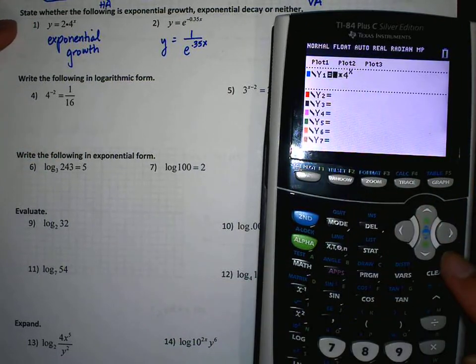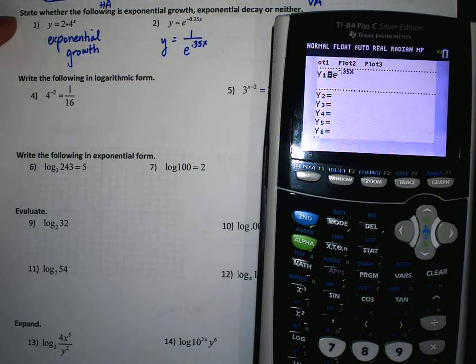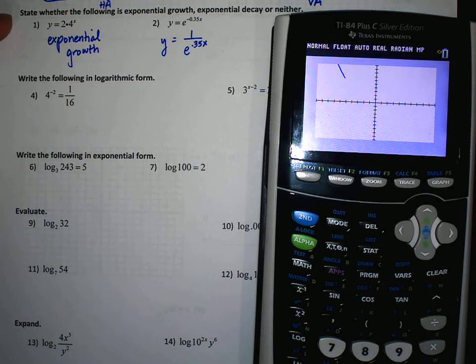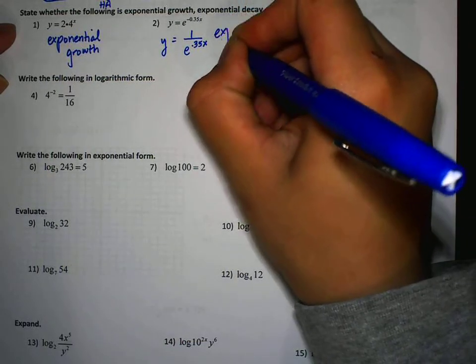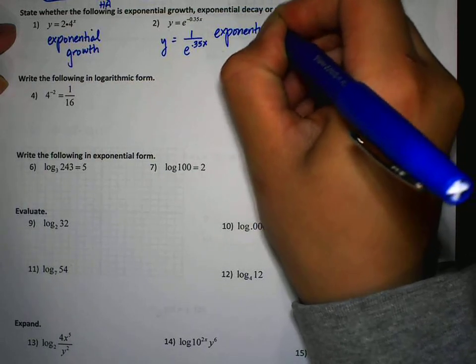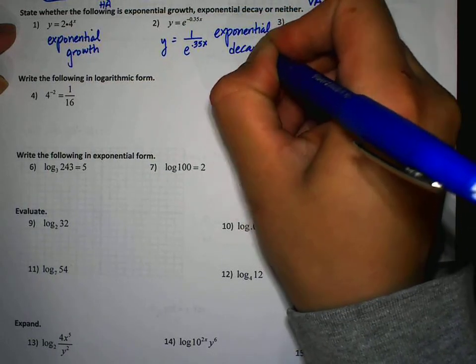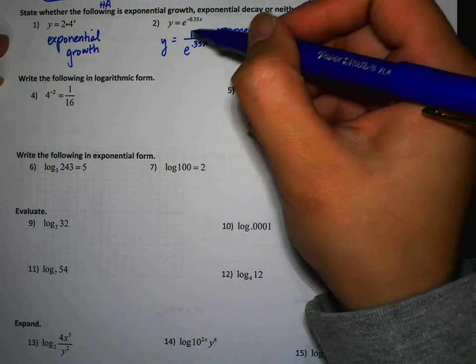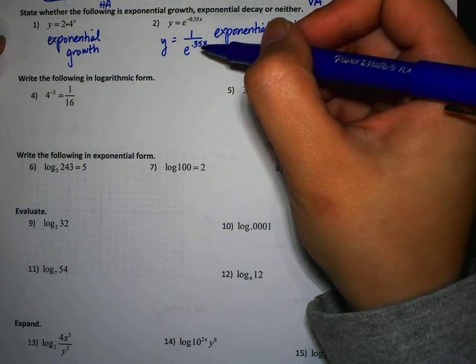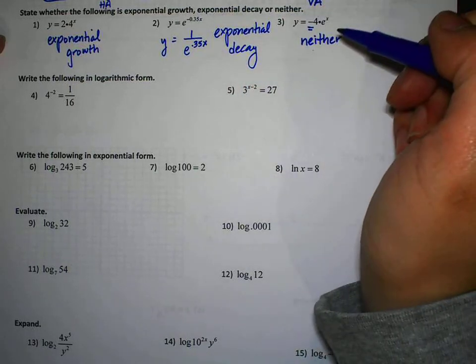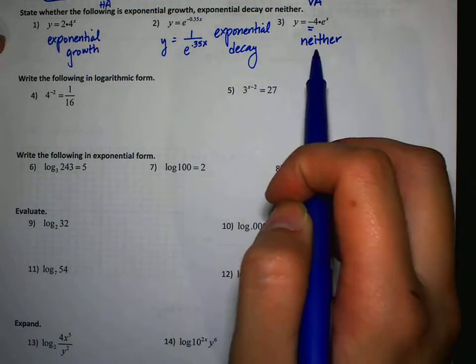Make sure you go ahead and graph this. Graph the original on the calculator. So e raised to the negative 0.35 x power. My graph. Notice my graph is declining, so it is a decay. Okay. So the negative exponent flips it down to the denominator. Now my base is 1 over e. It's being raised to the 0.35 x power. So 1 is growth, 2 is decay, 3 is neither.